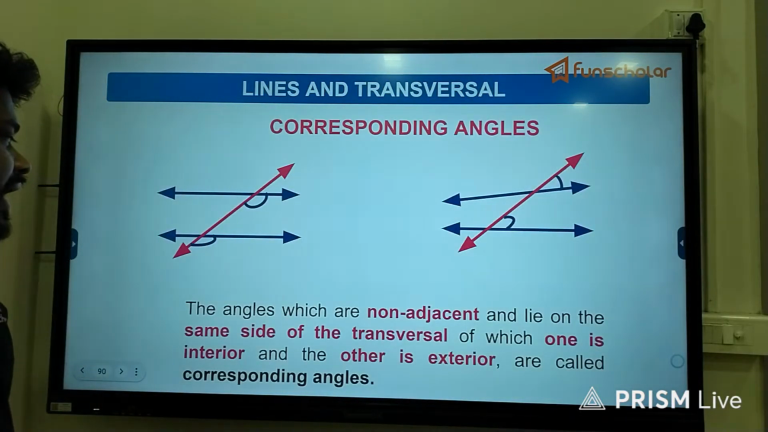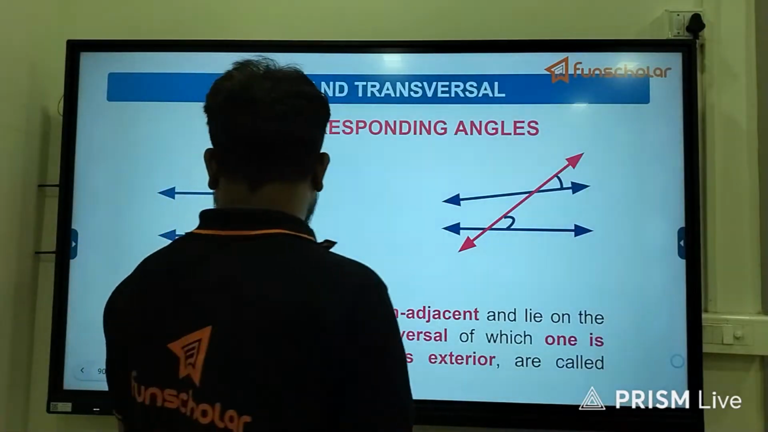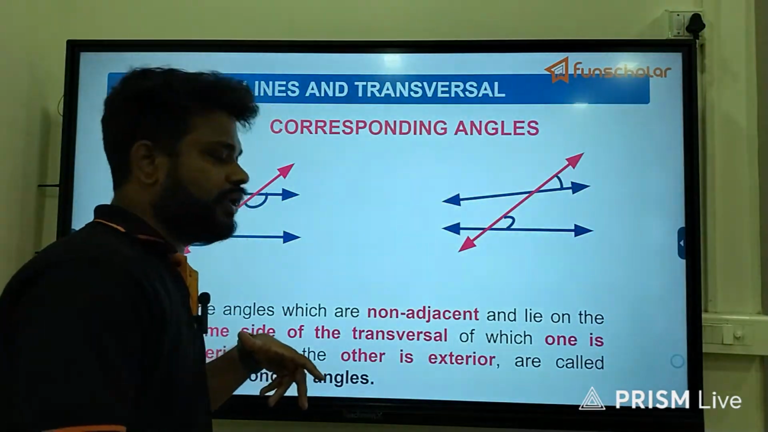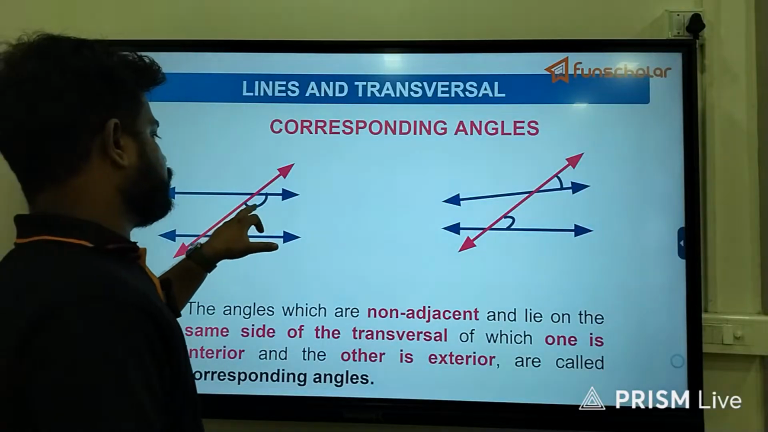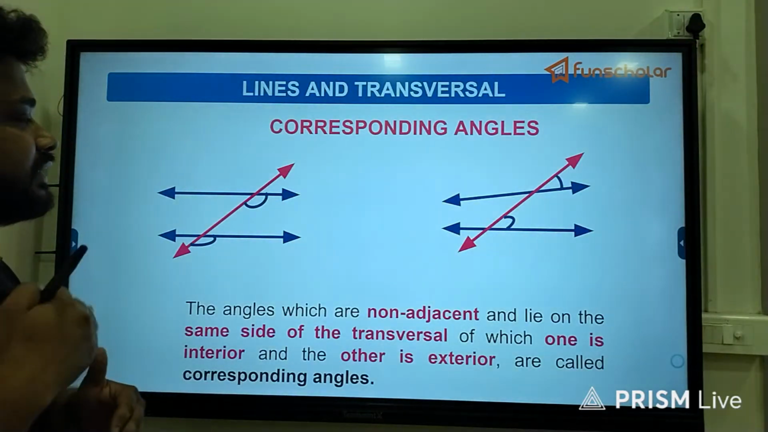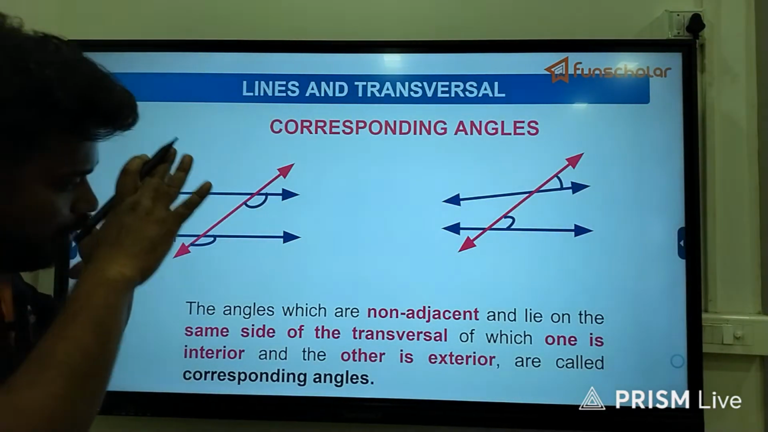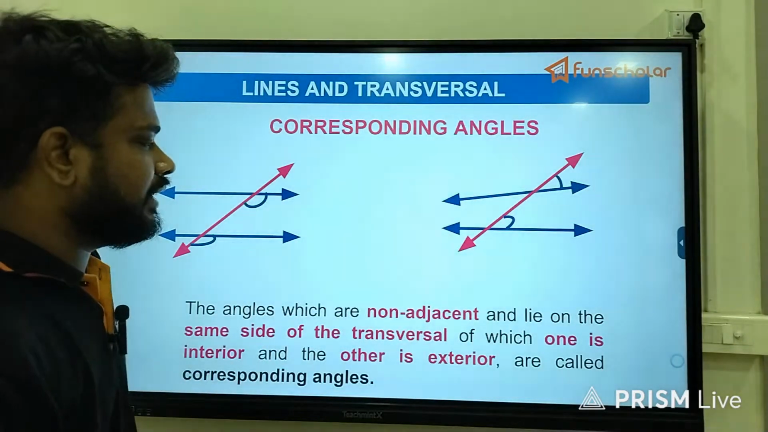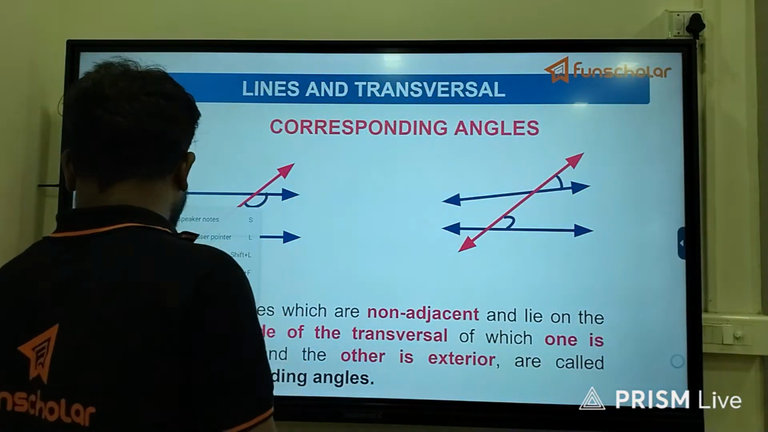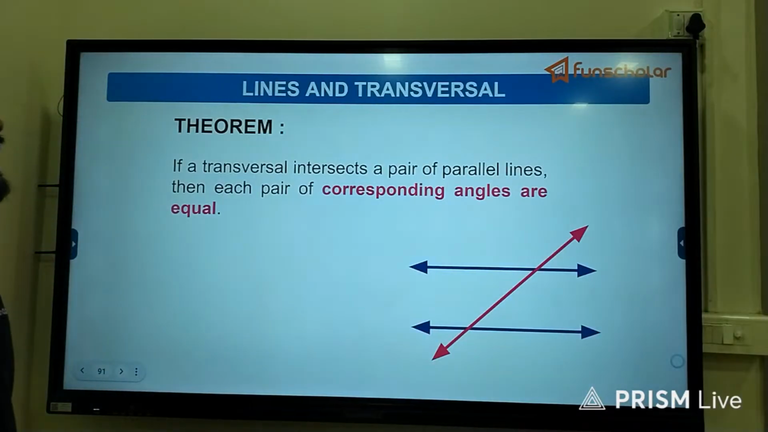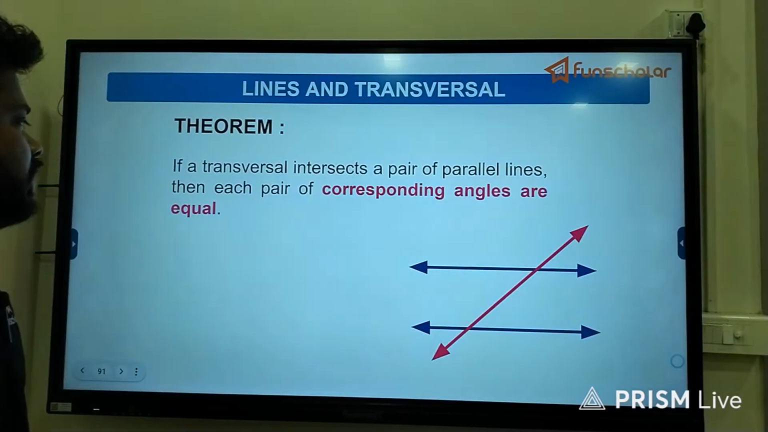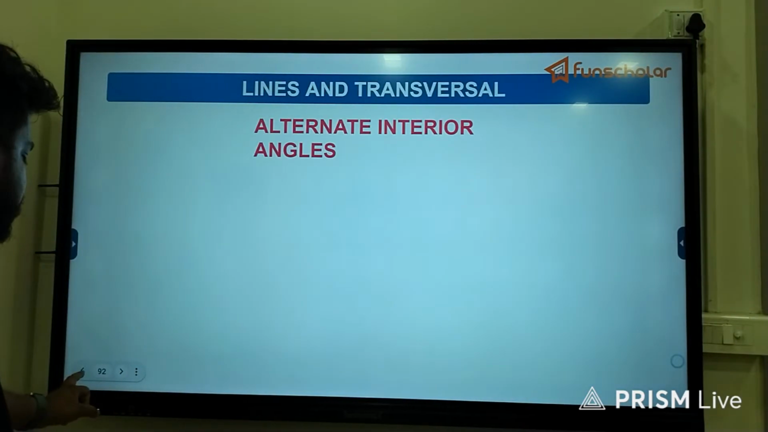Now, corresponding angles: the angles which are non-adjacent and lie on the same side of the transversal, of which one is interior and another is exterior, are called corresponding angles. Just like for these two and these two. They are non-adjacent, and with one transversal, one will be interior and one exterior. They will be called corresponding angles. It also has a theorem: if a transversal intersects a pair of parallel lines, then each pair of corresponding angles are equal. Obviously they are equal.